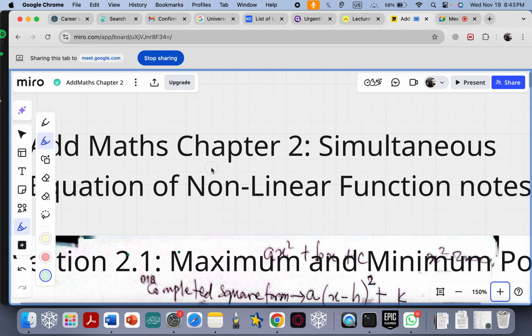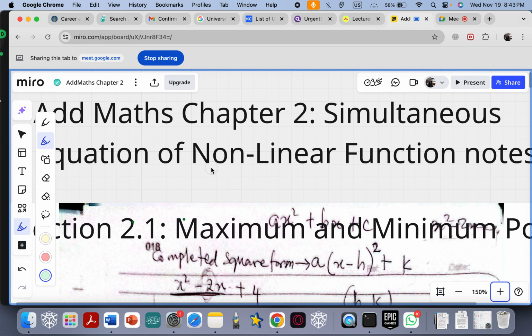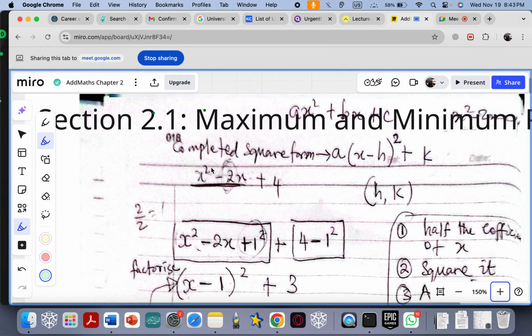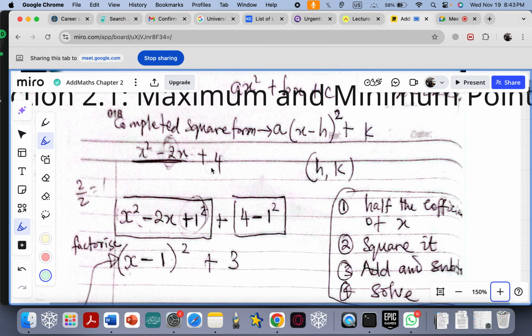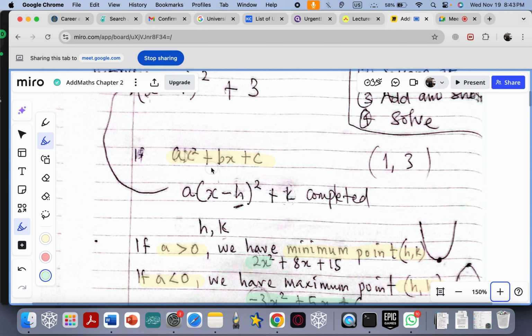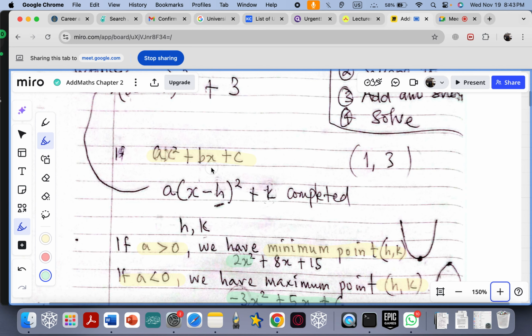Simultaneous equation of nonlinear functions. And the first part is 2.1, which is the maximum and minimum point. Now, before we solve the simultaneous equation, we want to look at a brief aspect of quadratic equations. And when do we have a maximum point, and when do we have a minimum point?